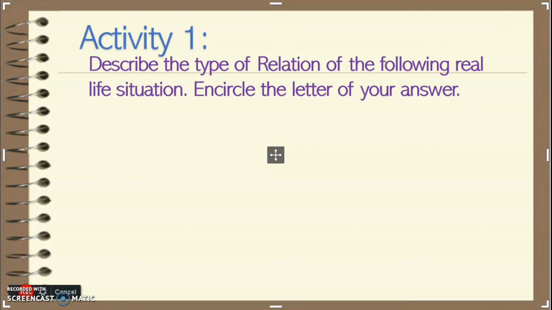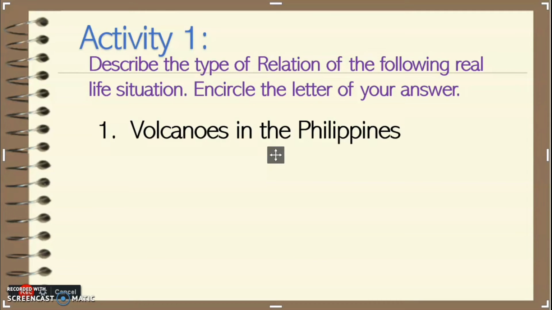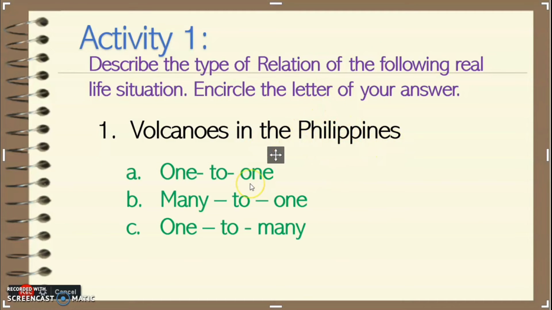We have an activity. Describe the type of relations to the following real-life situations. Encircle the letter of your answer. We have number 1, volcanoes in the Philippines. Marami yung volcanoes paired with sa Pilipinas. So we have A, one-to-one, B, many-to-one, letter C, one-to-many. And the answer is many-to-one dahil marami yung volcanoes na nag-iisang Pilipinas.